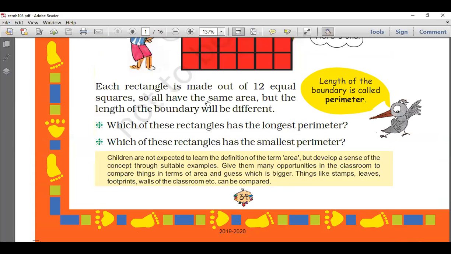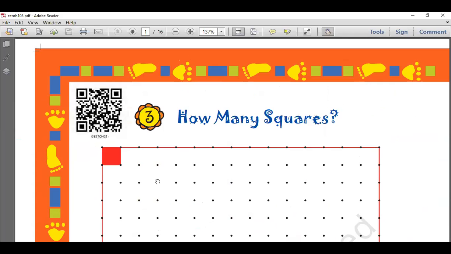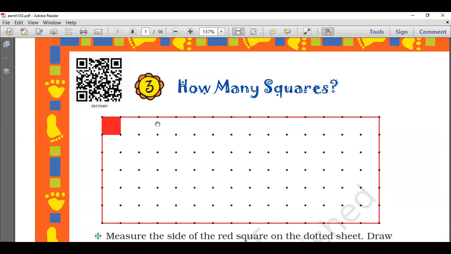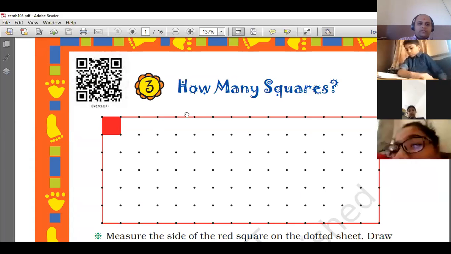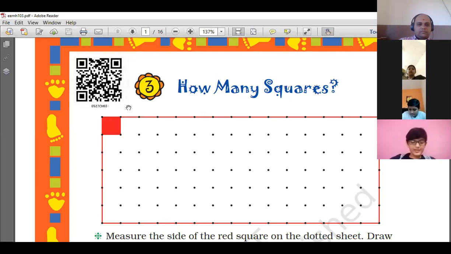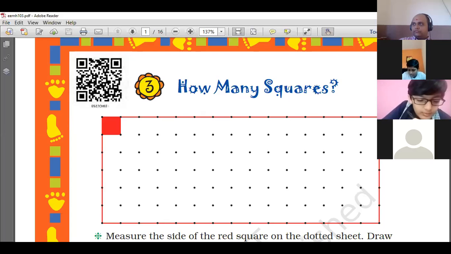3. See, when you look at the picture, what is the page number here? 34. Page number 34, right? In your textbook. Okay. Please go to page number 34, everyone. Quickly, everyone. Everyone, please go to page number 34. Yes, page number 34, everyone.